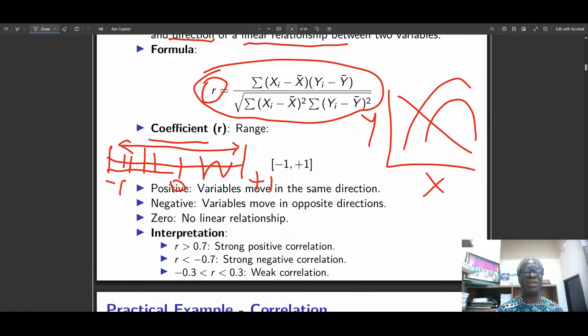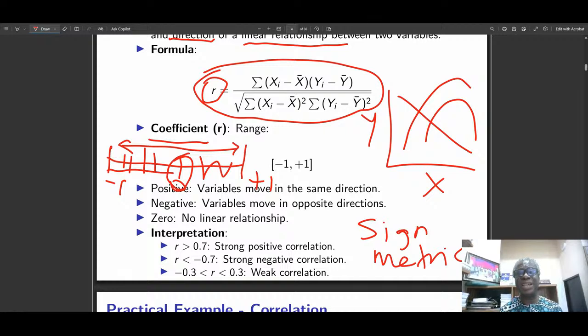But if the value is hovering around 0, like 0.1, 0.2, or below 0.3 or so, then you know that there is correlation, but it's very weak, not so strong. So you will notice that when you measure the correlation, one, it gives you a sign. It also gives you a metric.